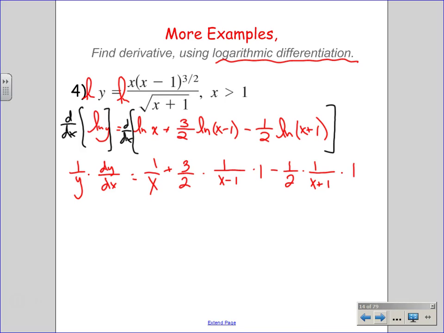Why am I doing times ones? Just to remind you that technically it's a 1 over u times u prime, but who's u prime? Just 1. Who's u prime? Just 1. But if it was 2x minus 1, ooh, if you had forgotten your u prime, things would have died.